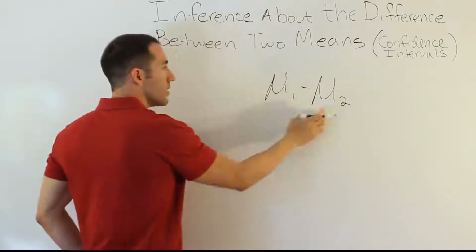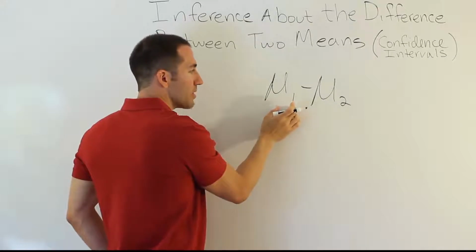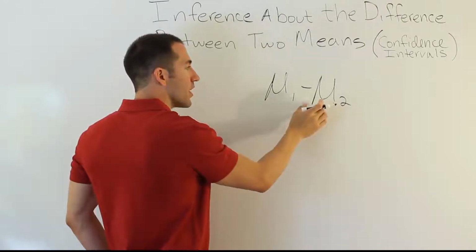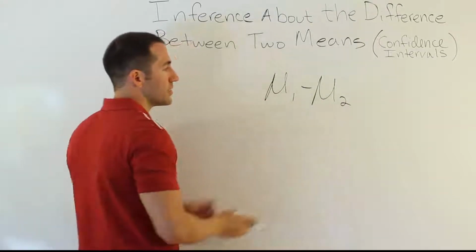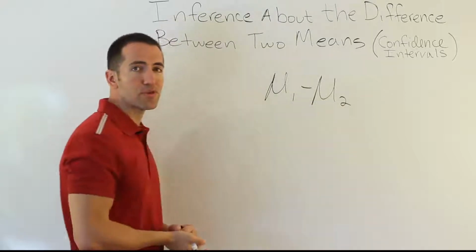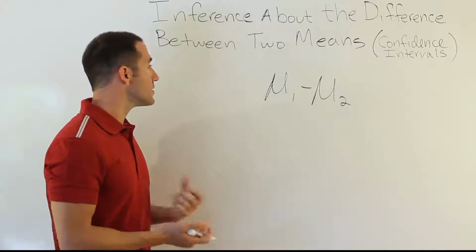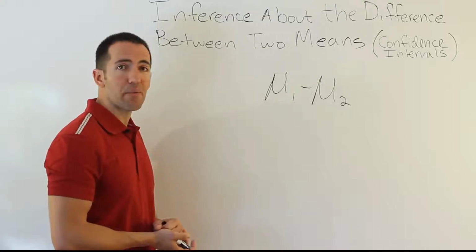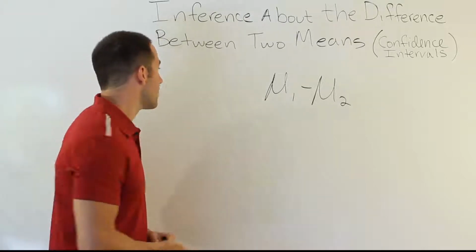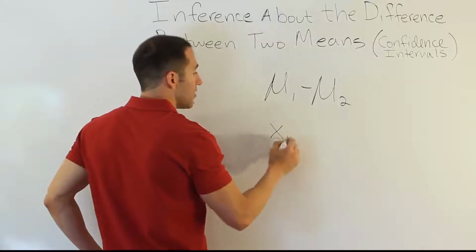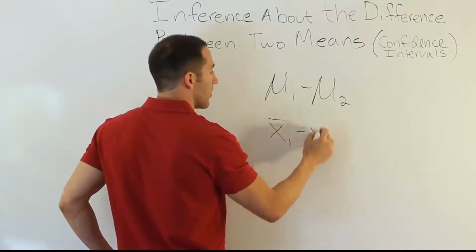We want to try to estimate this quantity, the mean for the first population minus the mean for the second population. We're trying to figure out the difference between those two means. That's what we're trying to do when we form this confidence interval procedure. So the first thing you want to think of is, well, how would you estimate that? What would you use? And a good logical choice might be to choose x bar 1 minus x bar 2.